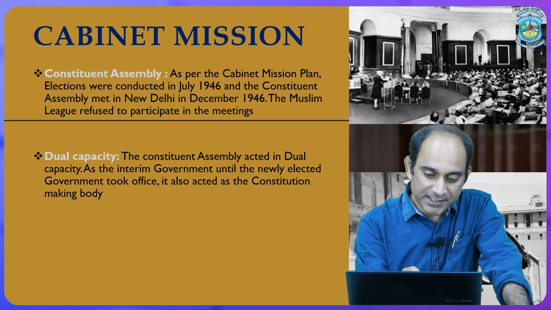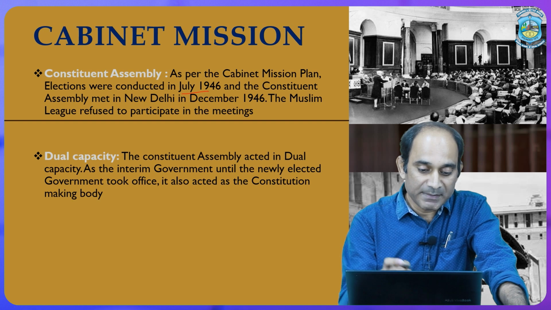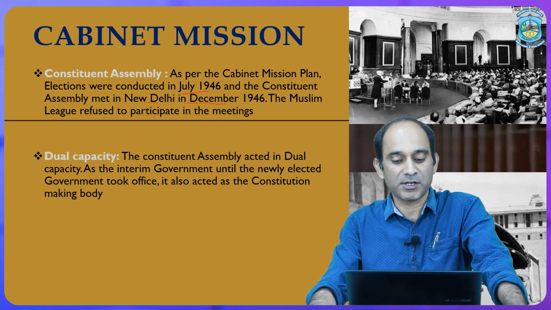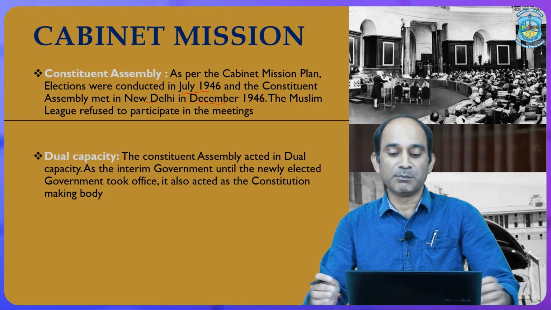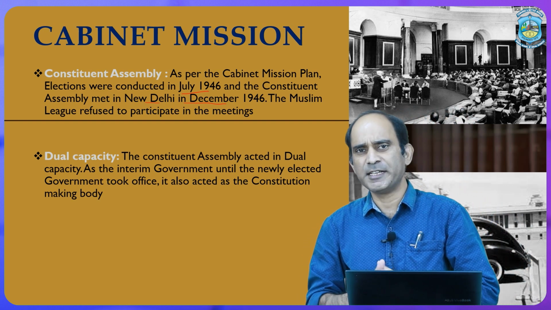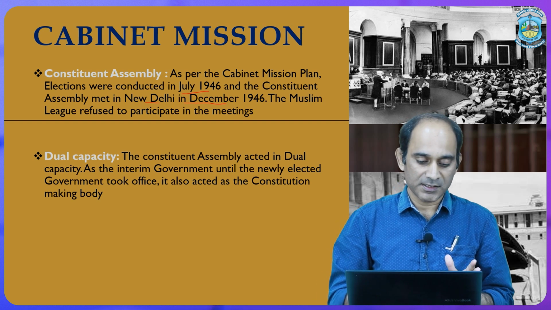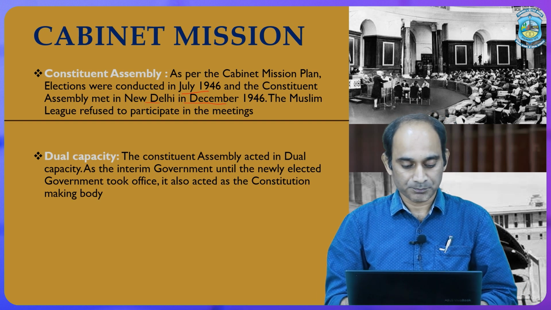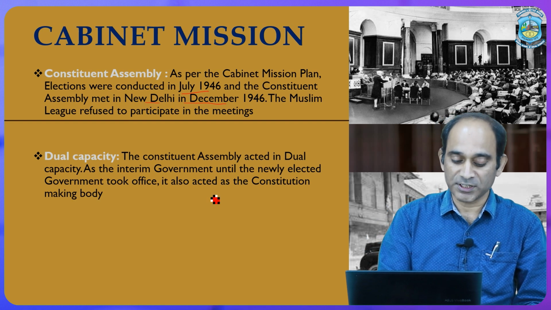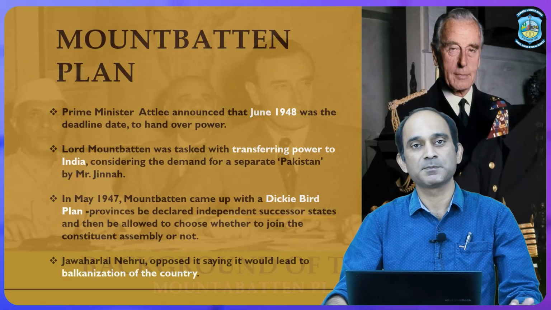In July 1946, elections were conducted and the Constituent Assembly met in New Delhi in December 1946. Although the Muslim League refused to participate in these meetings, the Constituent Assembly acted in dual capacity. First, it acted as an interim government, and second, it acted as the constitution-making body. Now, the Cabinet Mission was not fully successful. Because of this, came the next negotiation, the Mountbatten Plan in 1947.